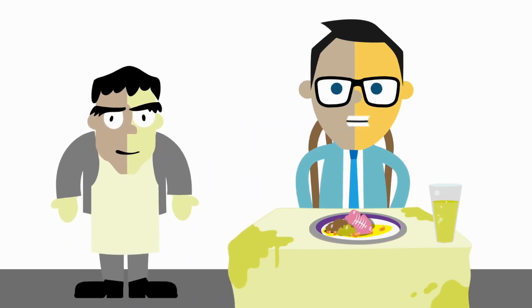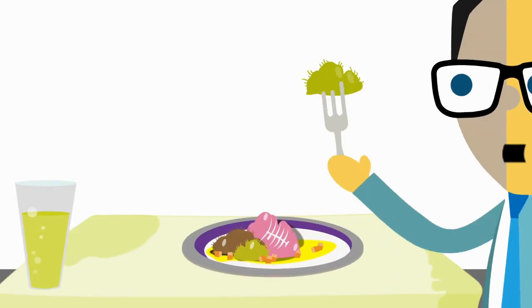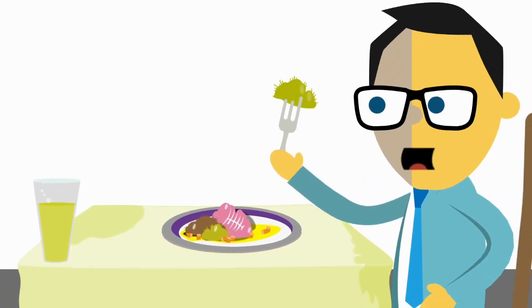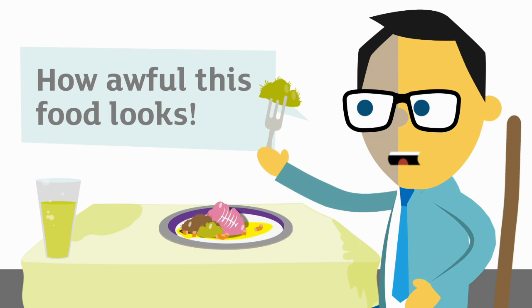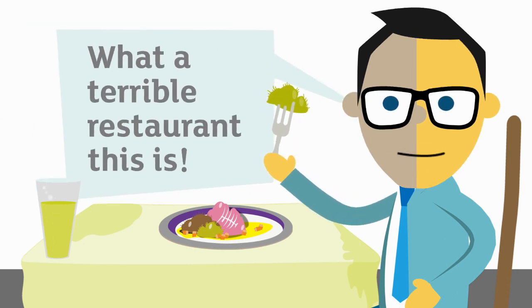We might be showing horror, astonishment, surprise, sadness, or joy. In English grammar, the full form of an exclamation sentence with what's called an exclamative structure begins with a what or how phrase and is followed by a verb. How awful this food looks! What a terrible restaurant this is!